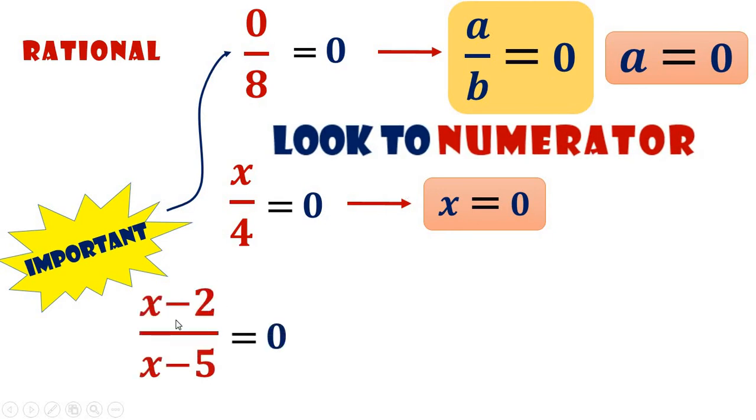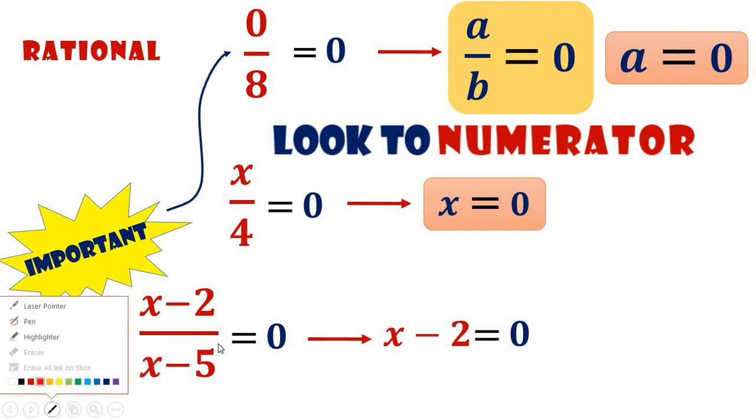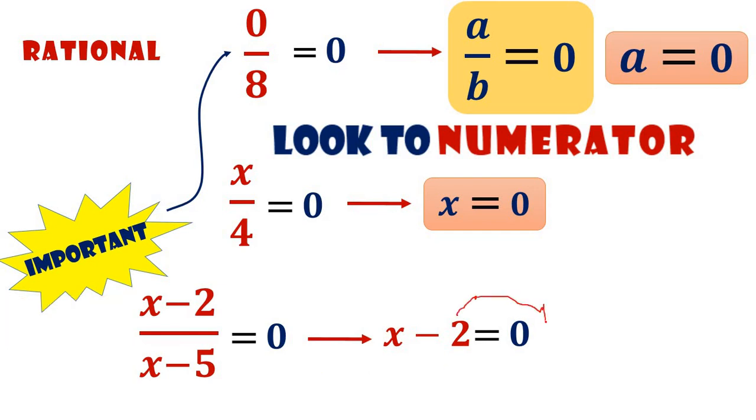Another example, if we have x minus 2 over x minus 5 equals 0, we look at the numerator: x minus 2 equals 0. Very good. Solve the equation: x minus 2 equals 0, plus 2 on the other side, plus 2 here, and x equals 2.